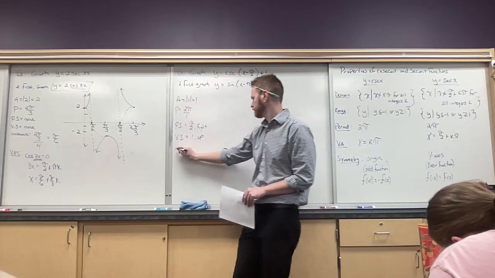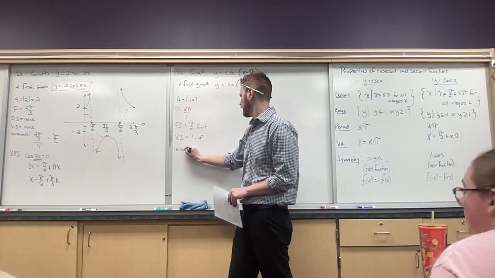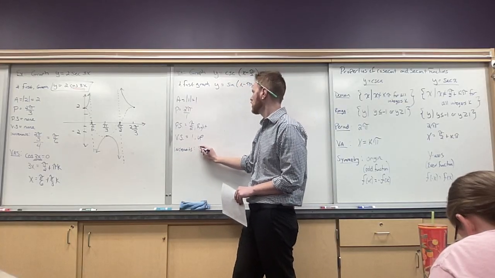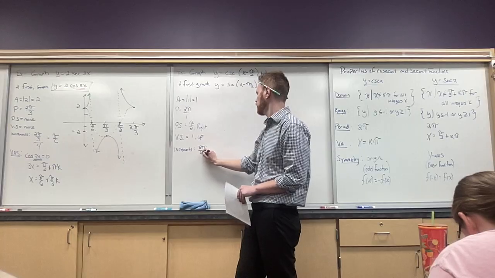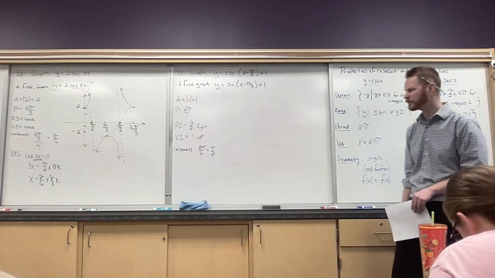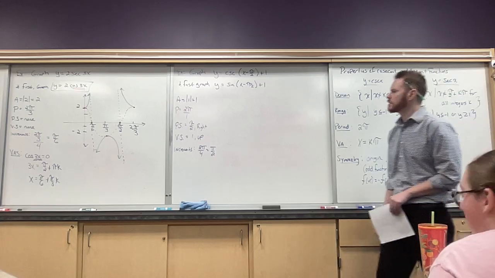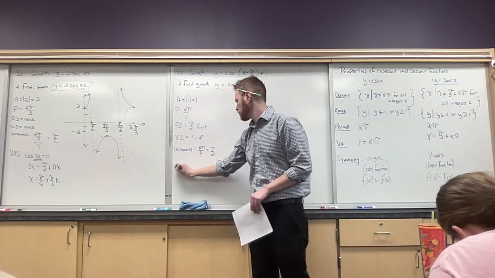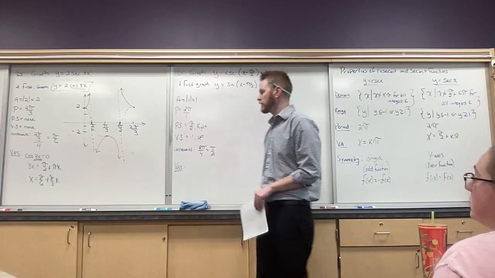Okay, increments. What are we going to count for the x-axis? We take our period and divide it by 4, so that's pi over 2, which is nice to count by. And the last step is, where's the vertical asymptote going to be located for this graph?